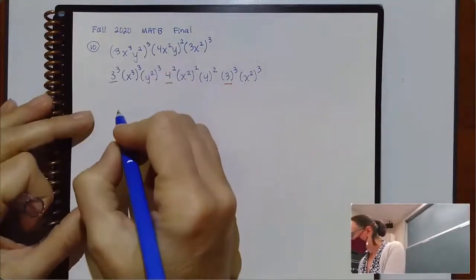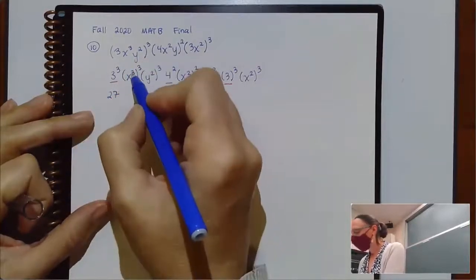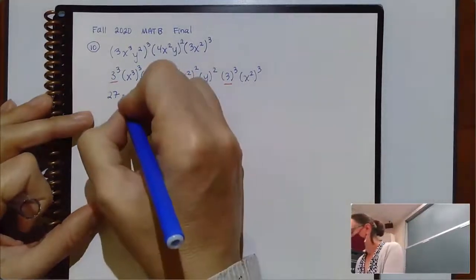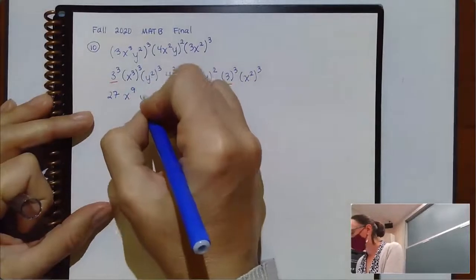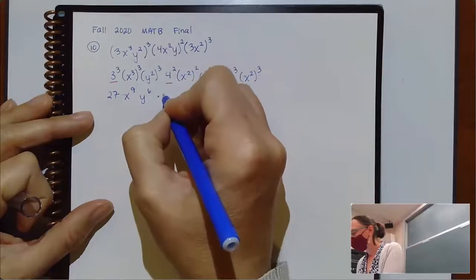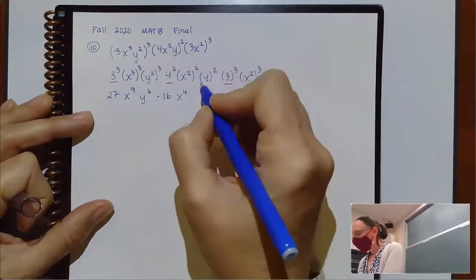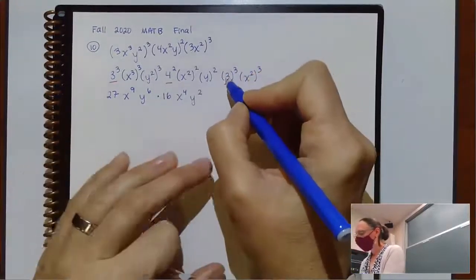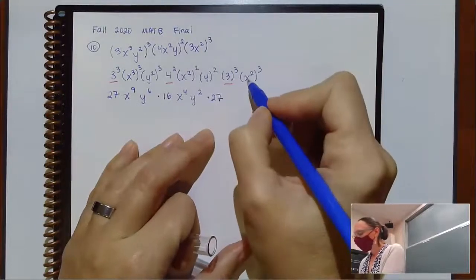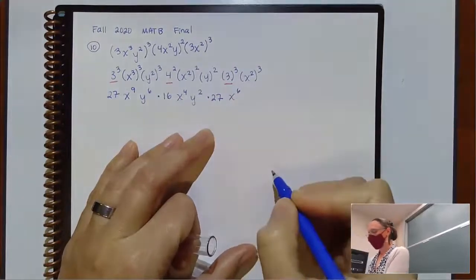3 cubed, that's 27. Cubed, cubed, powers raised to powers, I'm going to multiply those. So that's x to the 9th, y to the 6th. 4 squared is 16. X squared squared, I'm going to have x to the 4th, y squared. 3 cubed again, I've got another 27. And x squared cubed is going to be x to the 6th.